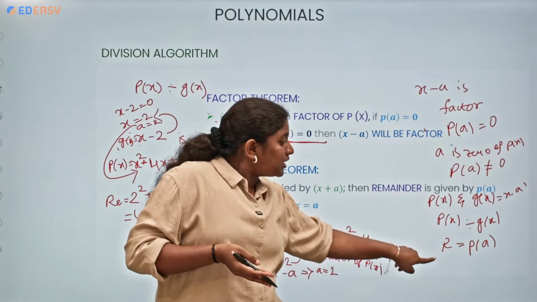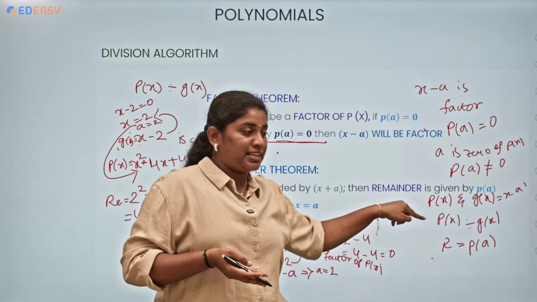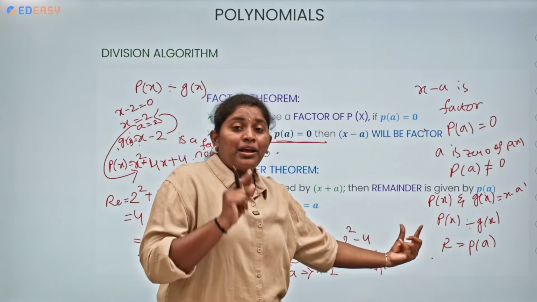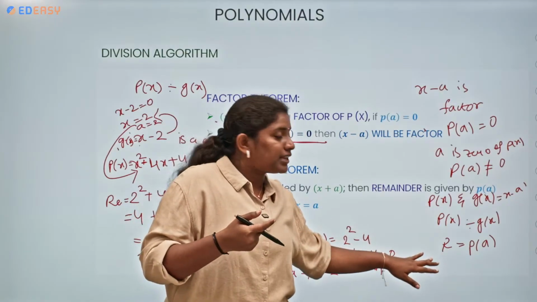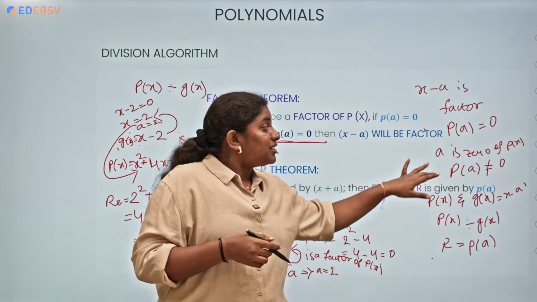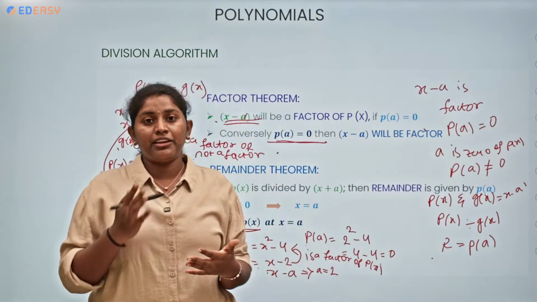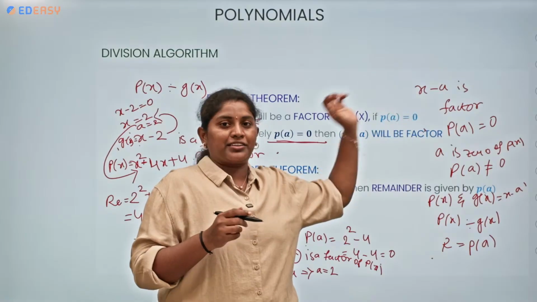How can we find the remainder? If your polynomial is divided by another polynomial, you need to take the value of x and just replace x with that value and you will get the remainder. Fine. So if that remainder equals 0, then g of x will become the factor.